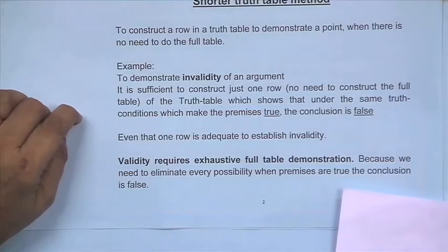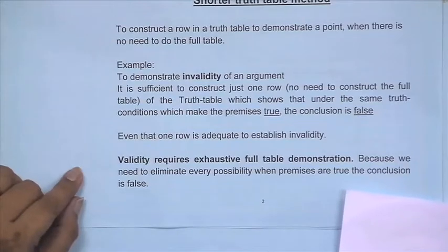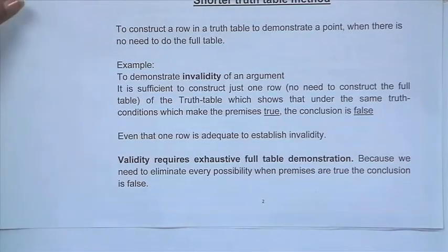So, that is something to start with, and then we move forward with examples to see how the shorter truth table technique works. But I hope the point has gotten through that this is for the task at hand, and this is for invalidity. Validity will not be demonstrable with the shorter truth table method.